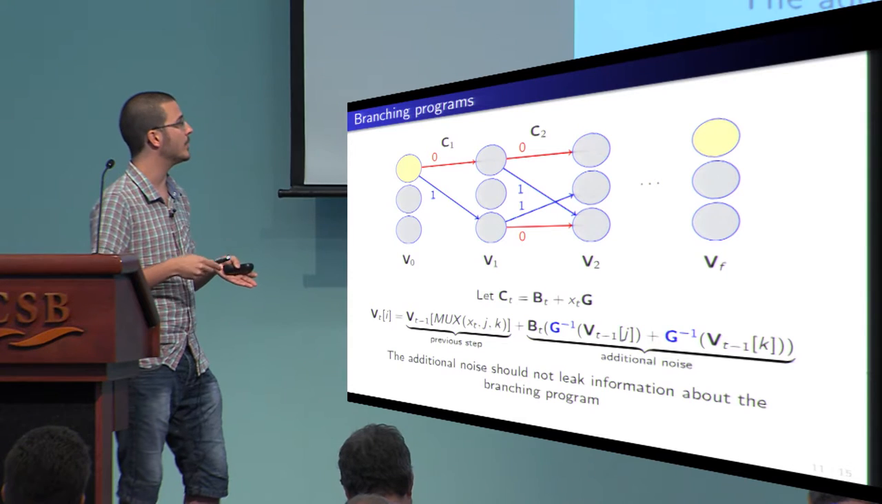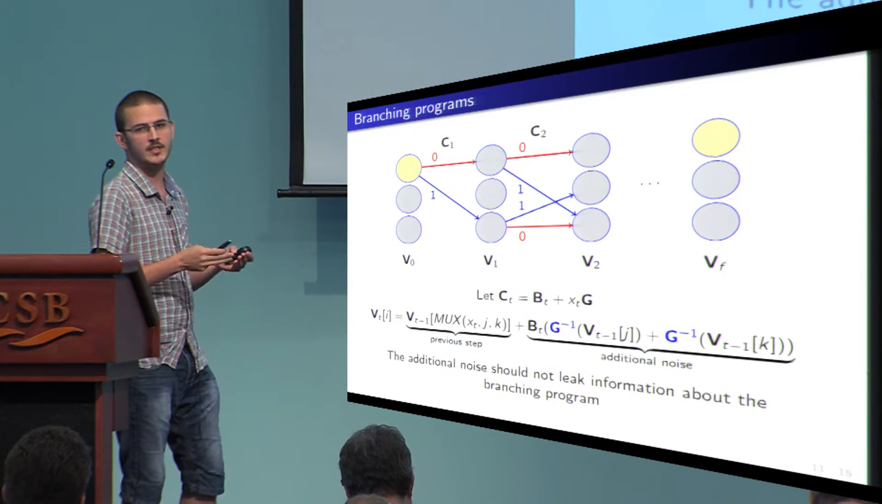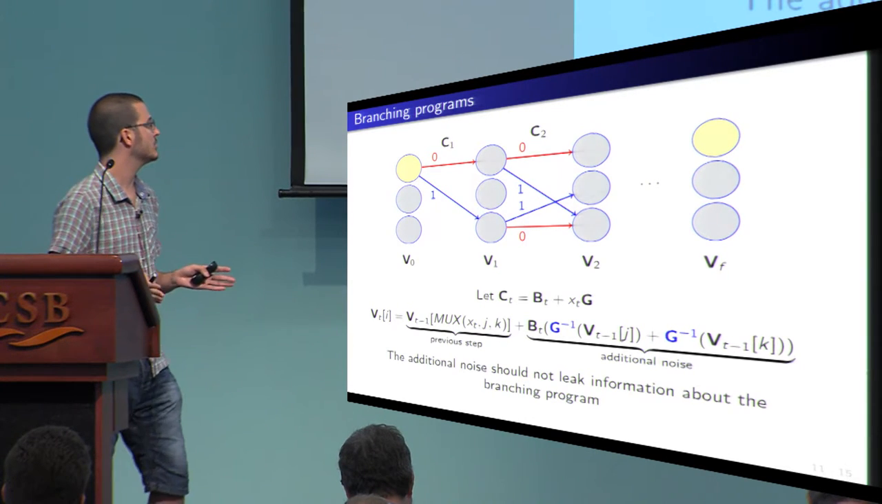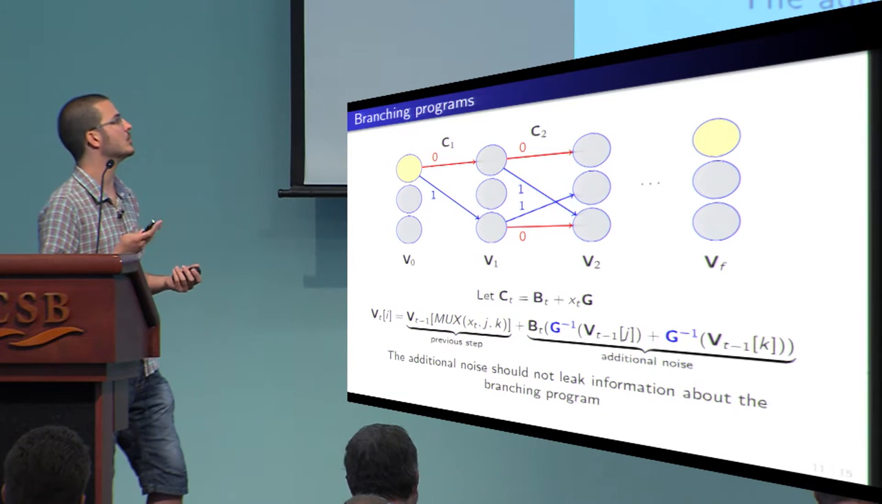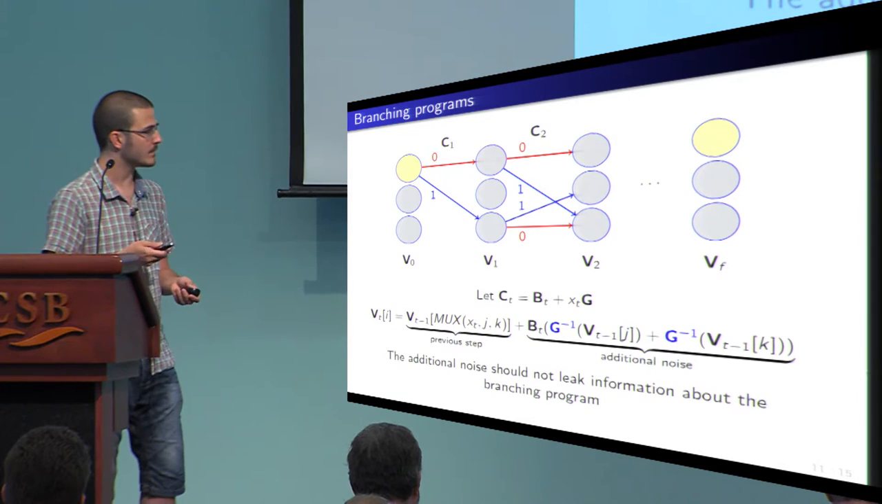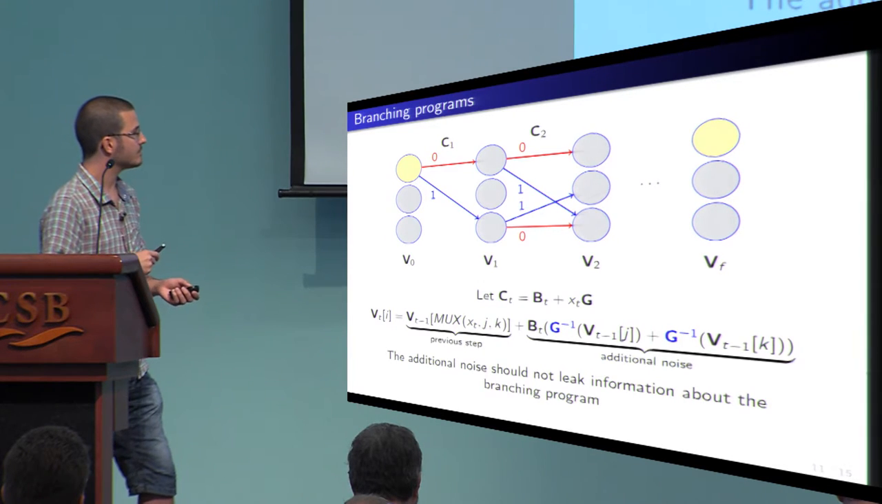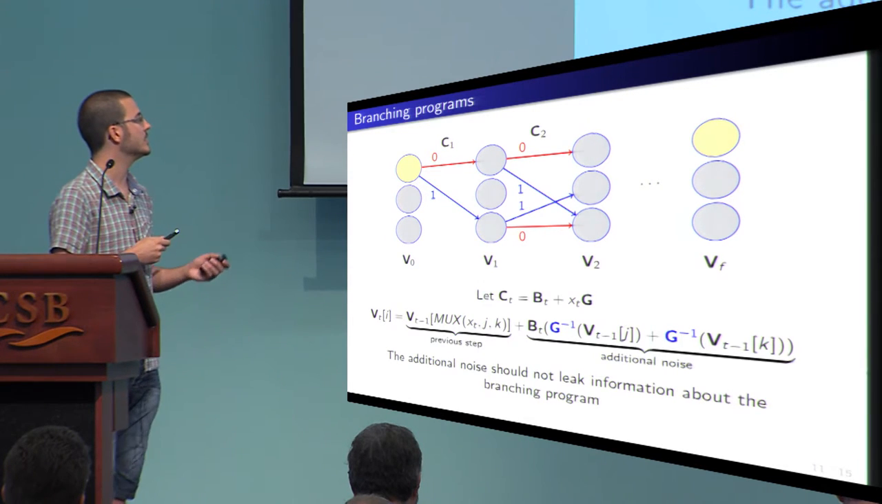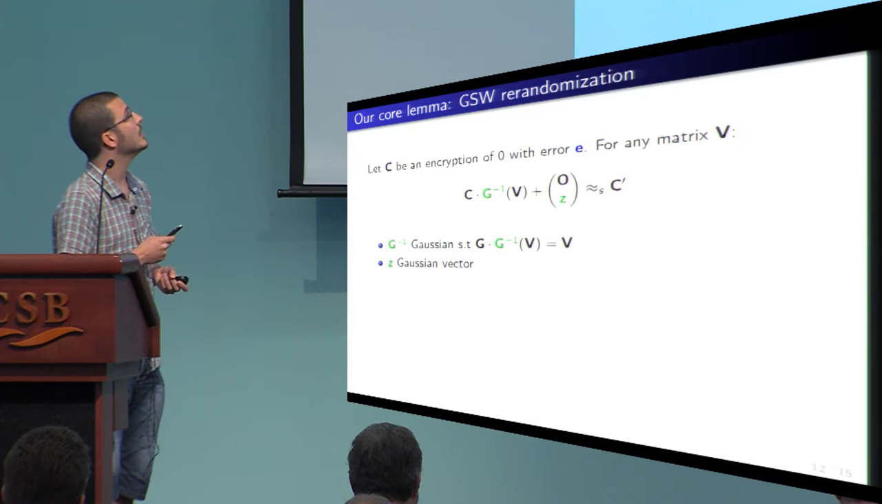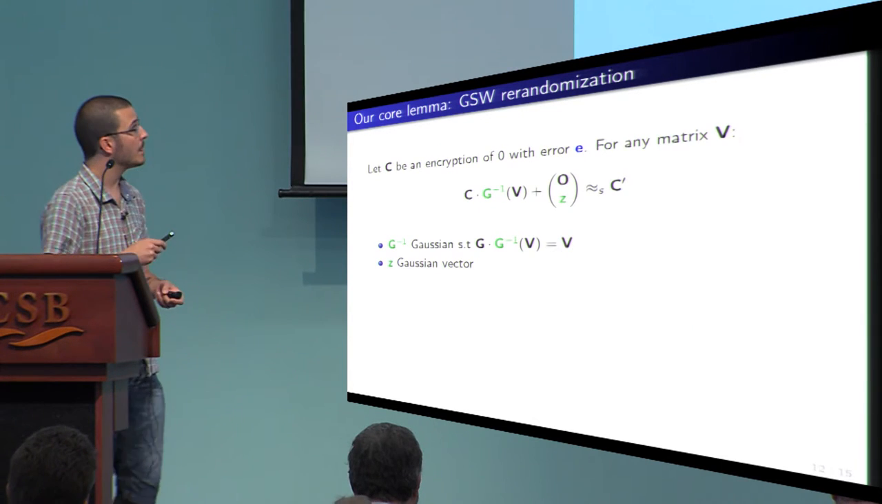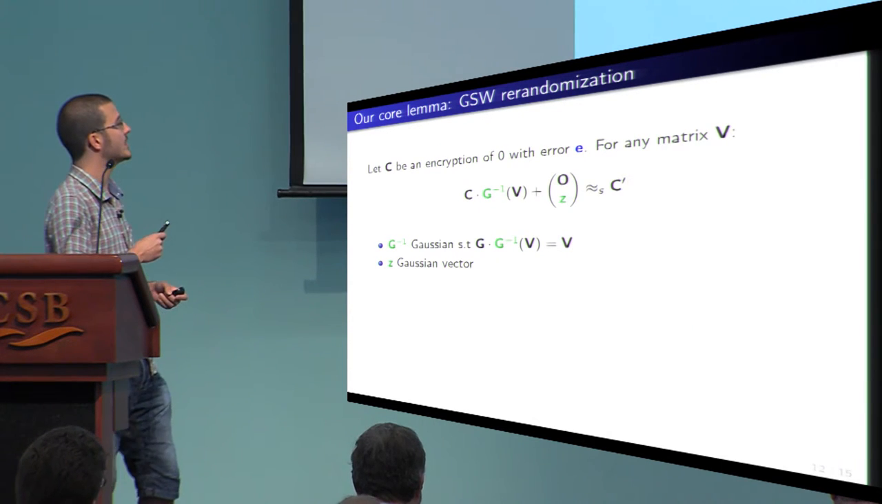So we should show that the additional noise does not leak any information about the operation that was made at this step. We can just do an induction on each step and show that no information is leaked at all during the branching program. So that's what we will be intent on doing. And to do this, I will show the core lemma of our paper, which is GSW re-randomization.